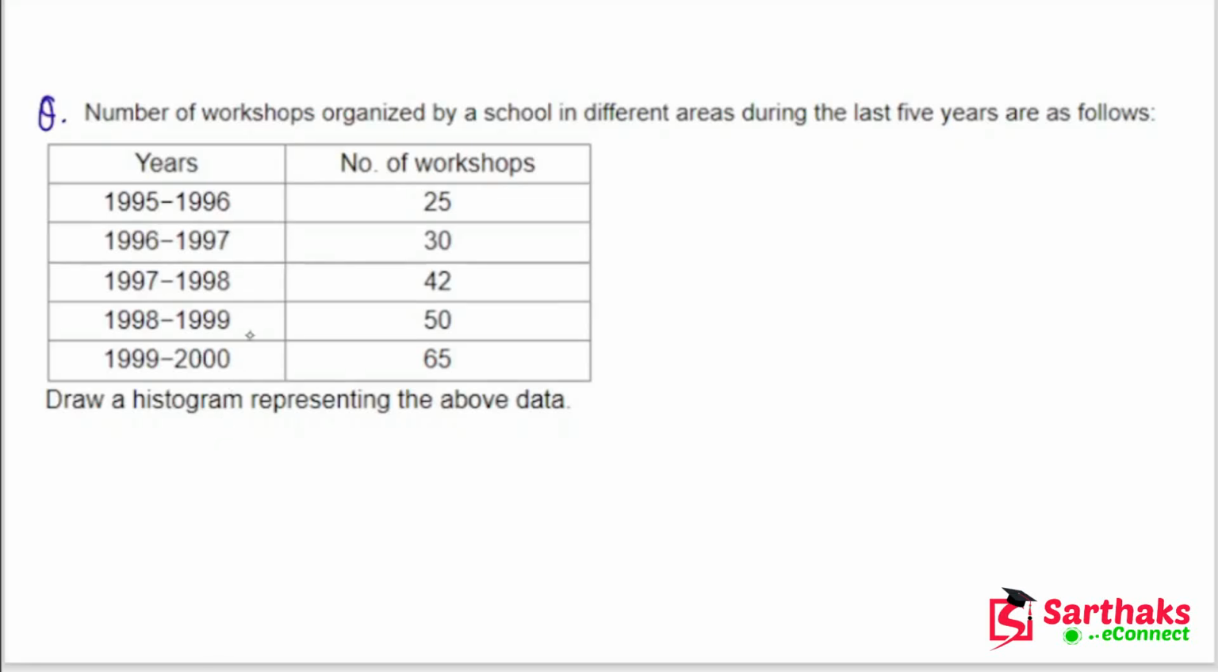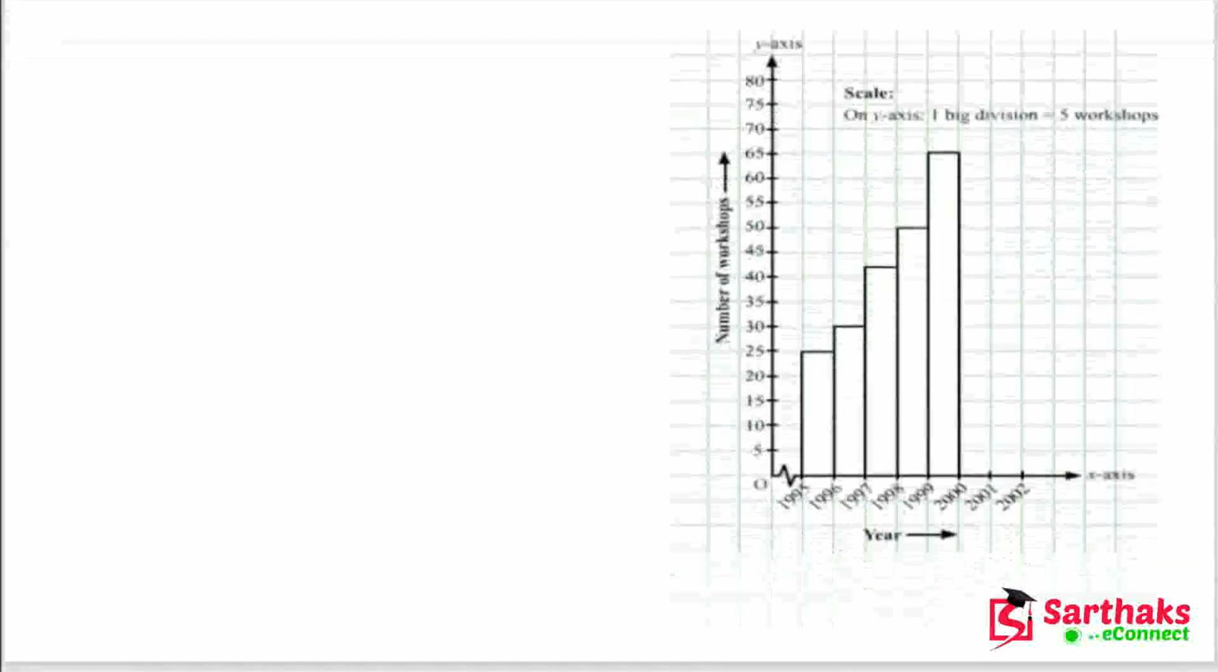So in the last 5 years we have organized a number of workshops, right? So how do we start? Again, the first step should be that the data is not starting from 0. So from 0 to 1995 we have nothing. So we'll use the symbol kink. So this will be our graph, right? This is the origin. This is again the x-axis. This is again the y-axis. So that should be remembered. Also, the number of workshops start at 25. So you can clearly see the maximum number of workshops goes to 65. So you can take the scale accordingly. So the histogram of this particular question will look like this.